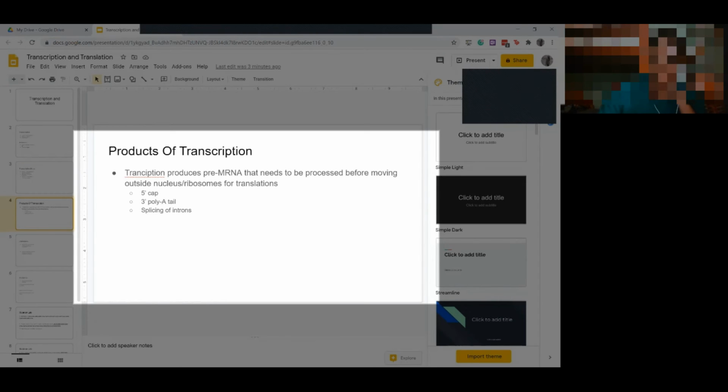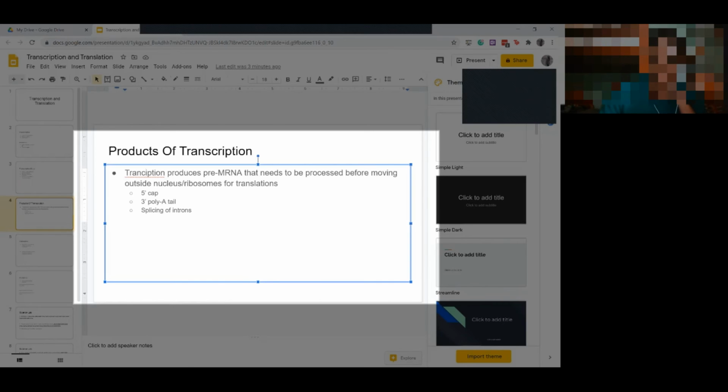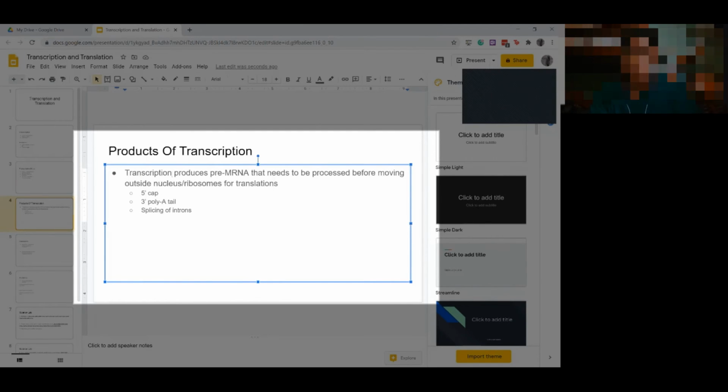So the products of transcription, sorry, that's spelled wrong. Transcription produces pre-mRNA, which is in the nucleus, and then it has to undergo some processes. And then it can move outside of the nucleus to the ribosomes, and this includes the 5' cap, 3' poly-A tail, and the splicing of introns. Remember, introns are the ones that are not expressed. Exons are expressed.